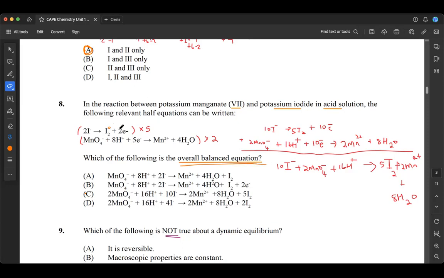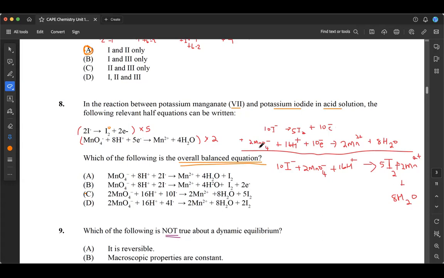If they give us these half equations and we want to find the overall balanced equation, we have to multiply. We have to balance the number of electrons, or the charges, in both half equations, okay? So in this case, I multiply the top one by 5, and I multiply the bottom one by 2. That way, when I come over here, I'll end up with 10 moles of iodide ions goes to 5 moles of I2 plus 10 electrons.